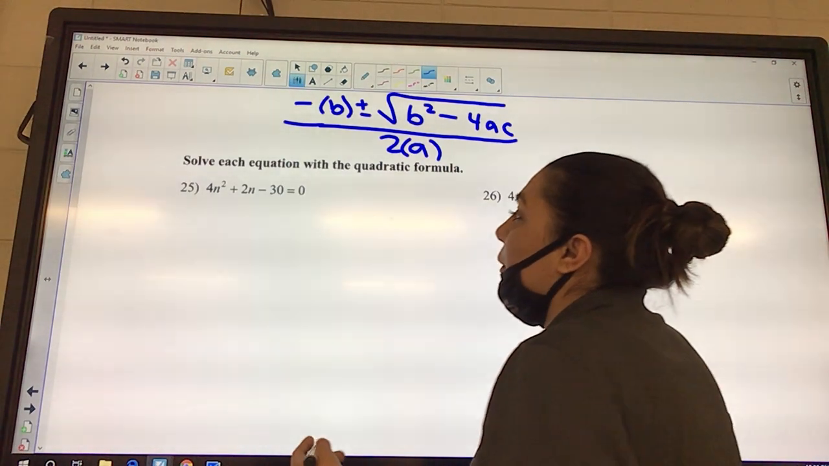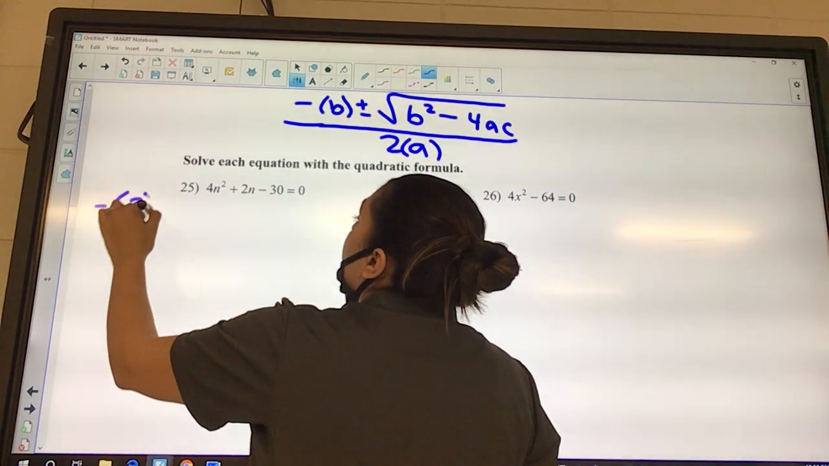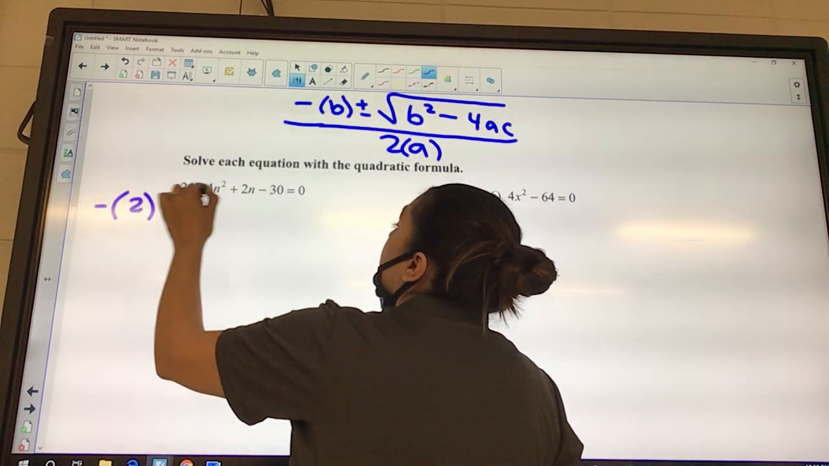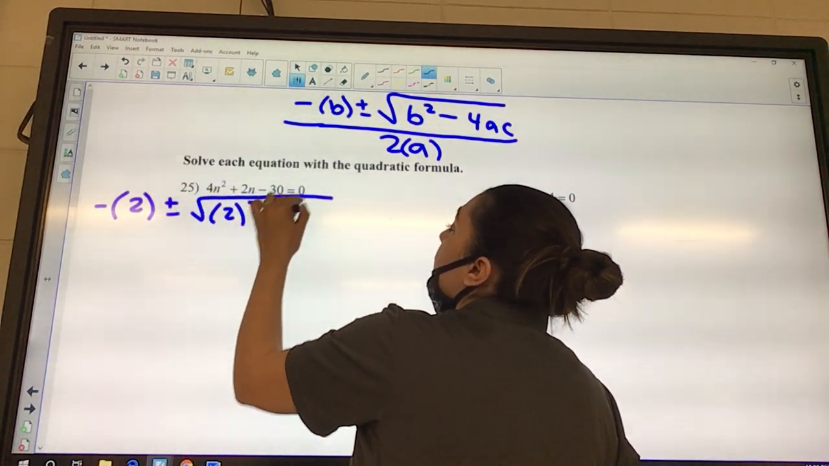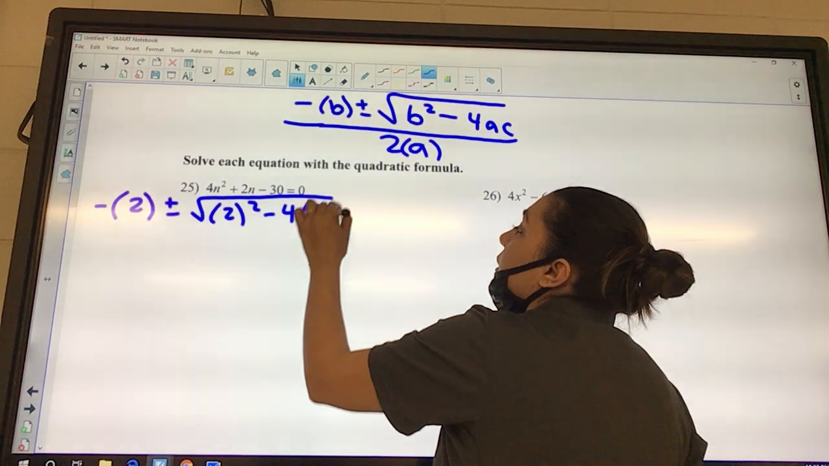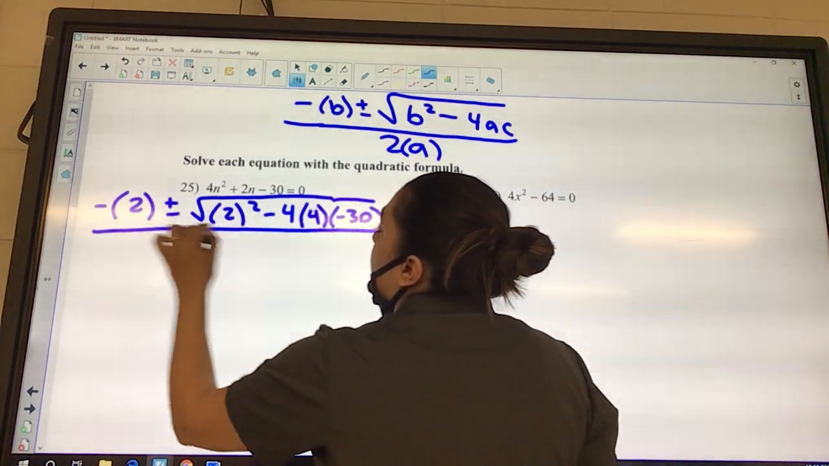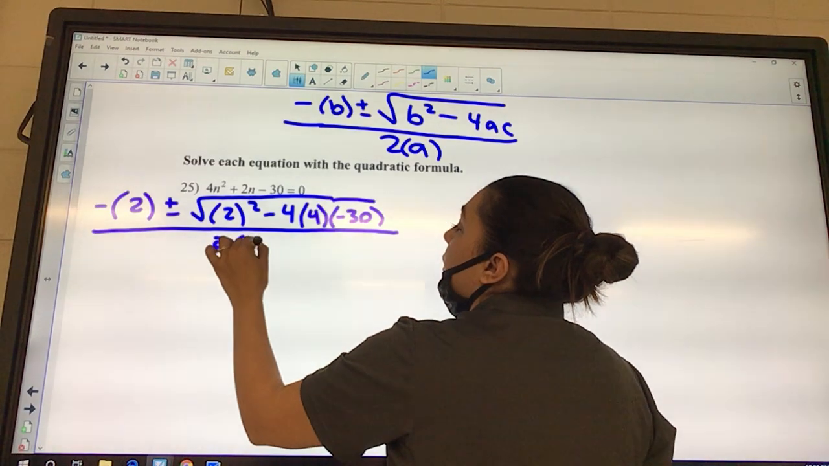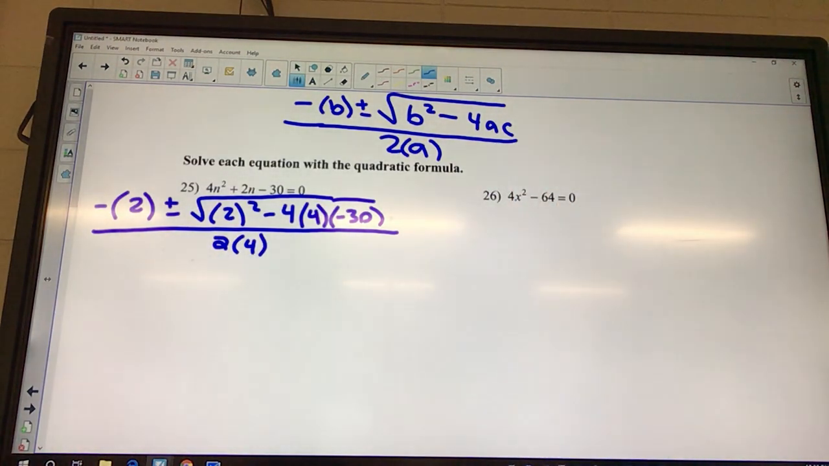Okay, so good. That's our quadratic formula. So we're gonna have negative 2 plus or minus 2 squared minus 4 times our A times our C, over 2 times our A. If you have a negative underneath the square root, type in the stuff under the square root first. See what you get.